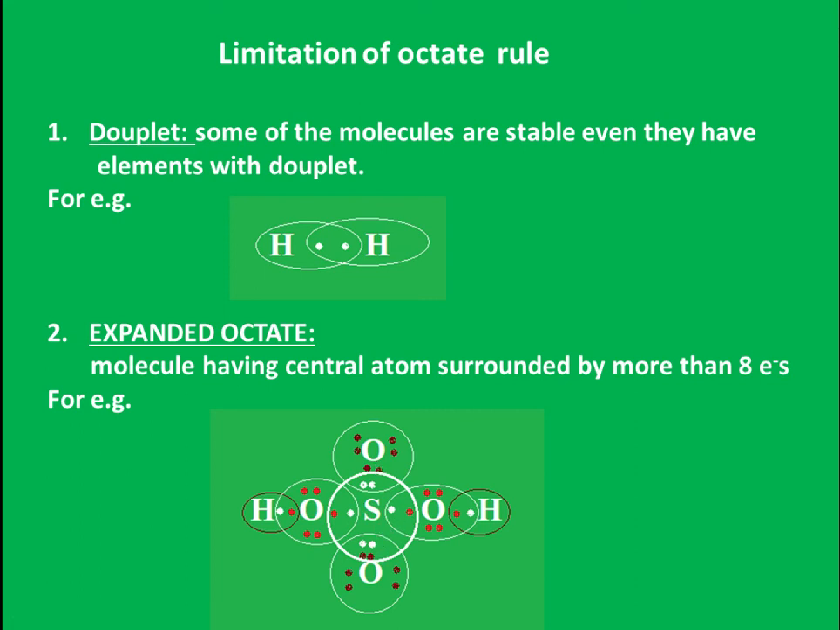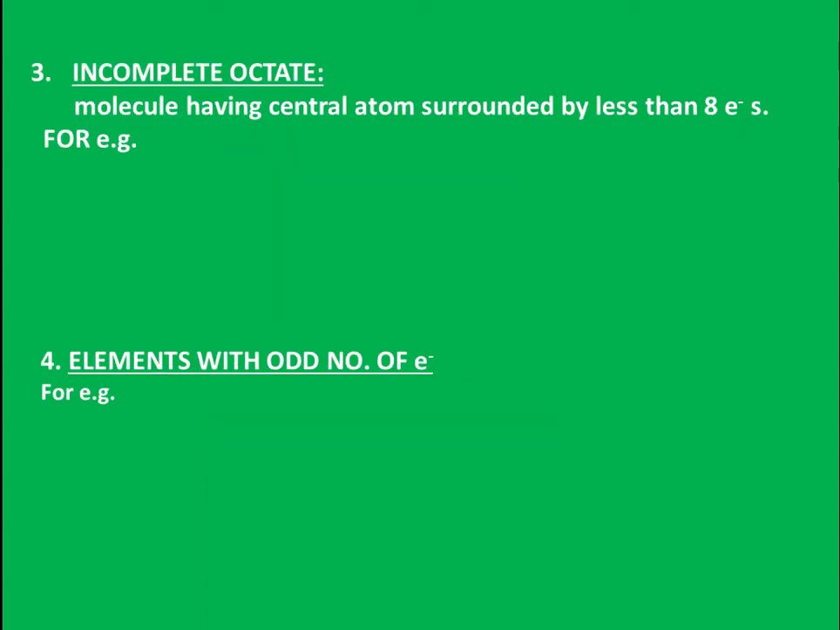And according to the octet rule, a species which has 8 electrons is stable, but there are 12 electrons. That's why this is an example of expanded octet. Come to the next, that is incomplete octet.